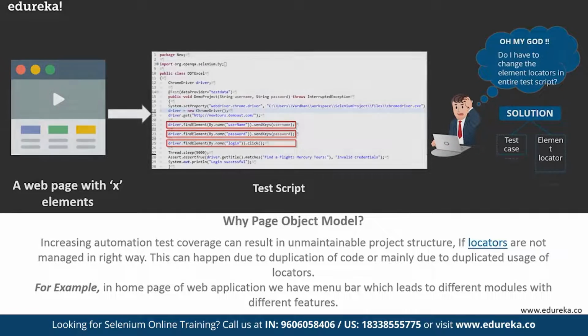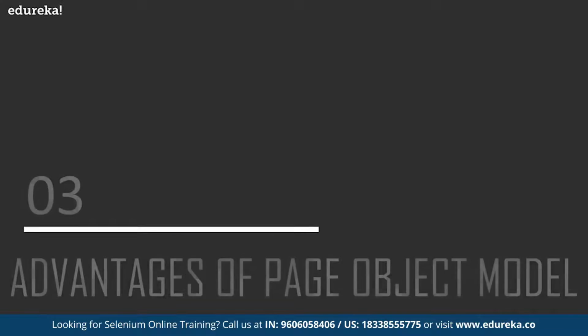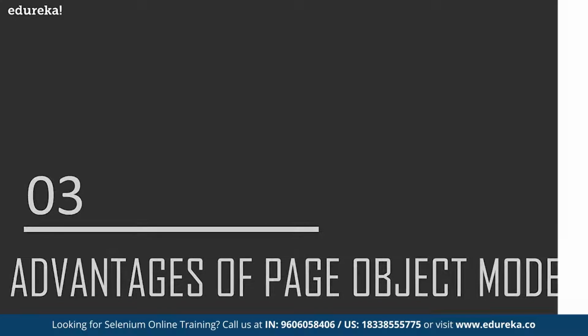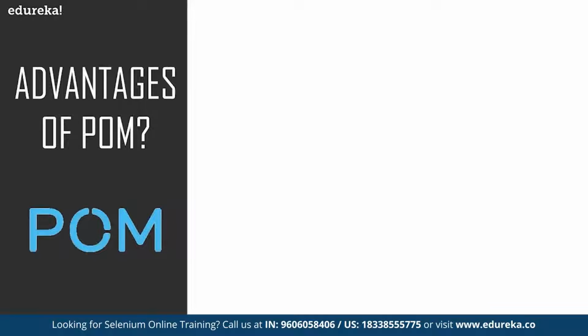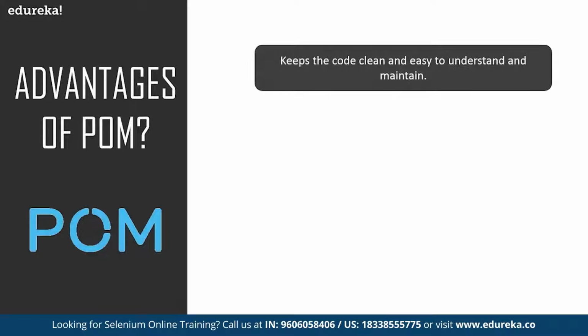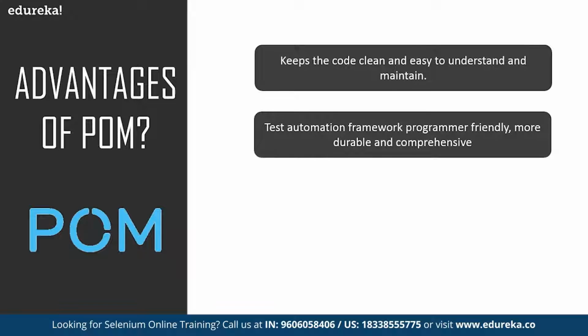Having understood this, let's move further and see some of the advantages of Page Object Model. So first one, according to the Page Object Model, we should keep our tests and element locators separately, and this will keep the code clean and easy to understand and maintain. And the Page Object Model approach makes test automation framework programmer friendly, more durable, and comprehensive.